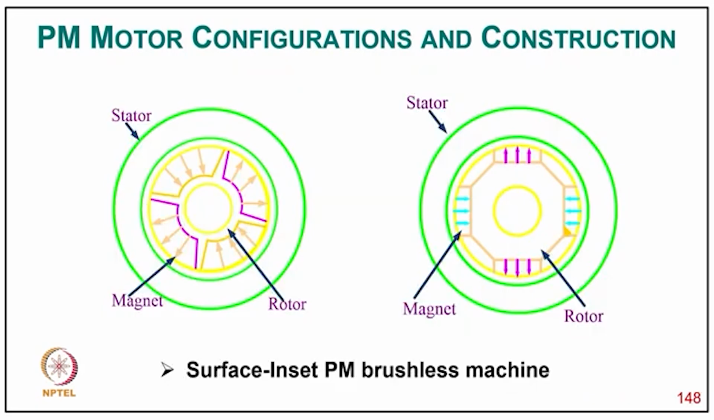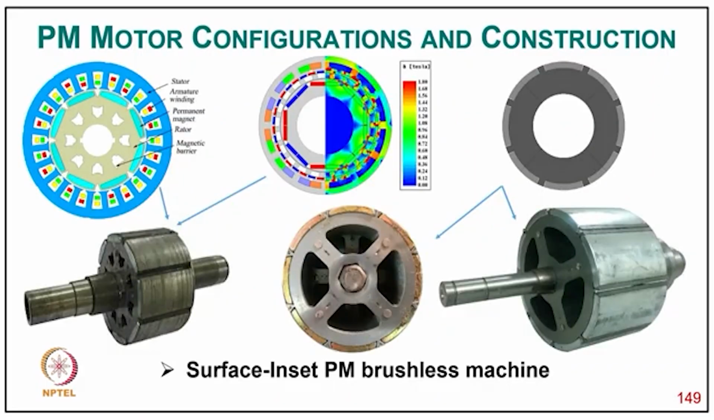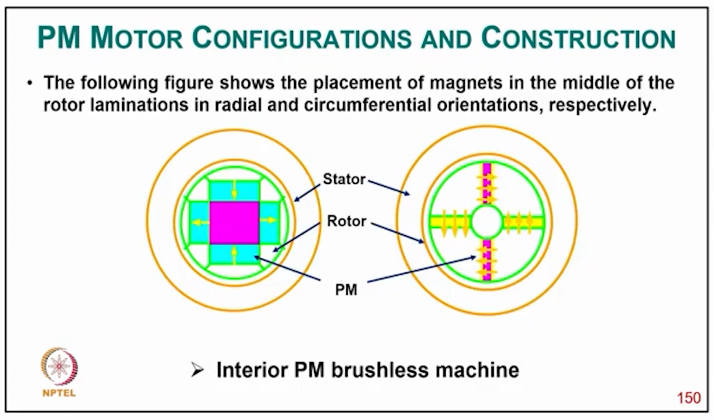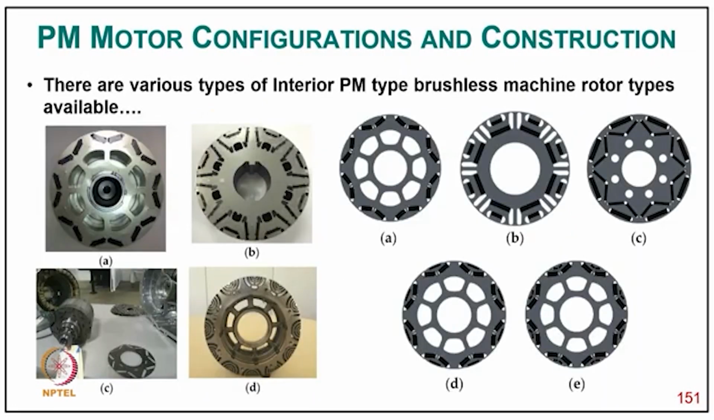So this is a surface insert kind of magnet, showing how the magnets are inserted into the rotor. This is a photograph of how the magnets are inserted in a surface insert magnet machine, and there are the flux diagrams of this kind of magnet. And then the interior magnet brushless machine. There are various types of interior magnet machine, especially used in the EV industry.